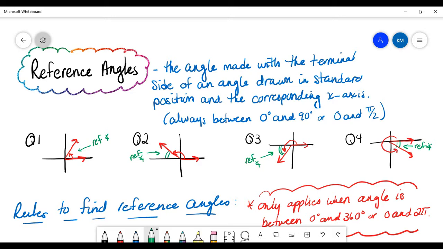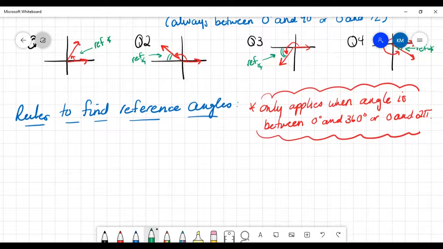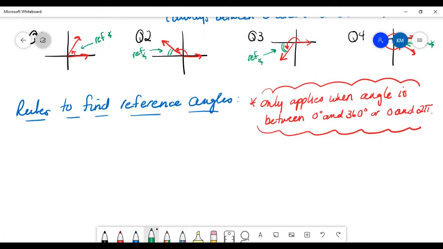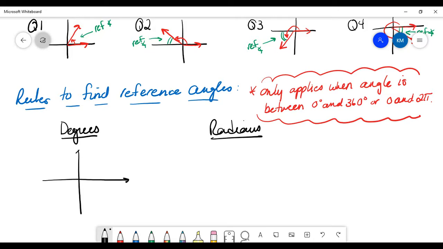There are 2 rules that you should be familiar with when you're finding reference angles, based on where the location is at the terminal side. These rules do apply for both degrees, and then we will look at radians. Basically, it's a little shortcut for you, but the rule only applies when your angle is less than 360 degrees or 2 pi radians.